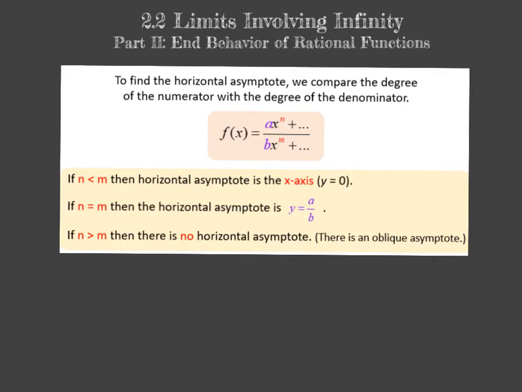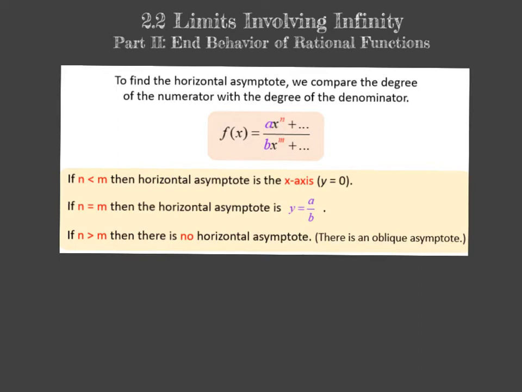All right, now this can look a little bit overwhelming. This says to find the horizontal asymptote, we compare the degree of the numerator with the degree of the denominator. So we have our rational function here, f of x, and we can clearly see that instead of numbers out in front, they are generically calling those lead coefficients a and b. And instead of having numbers here in the exponent, they're generically calling the degrees n and m.